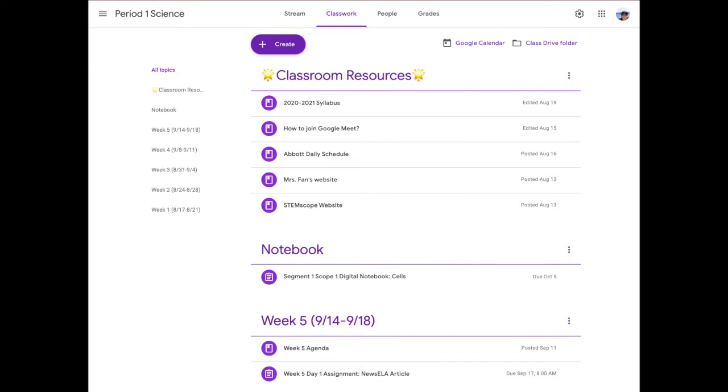Now, as I mentioned in the first week of school, we'll use a notebook to keep track of what you have learned throughout the year. Please know that you have two options, to either keep a physical notebook or a digital notebook. Let me show you where that is.